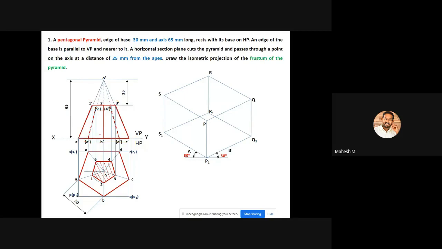So the base, I already told you. So here it is point A, and here it is point B, and here it is point C, and here it is point D, and here it is point E.